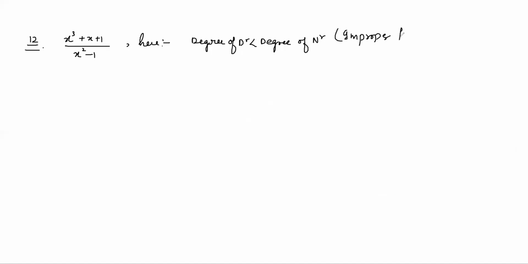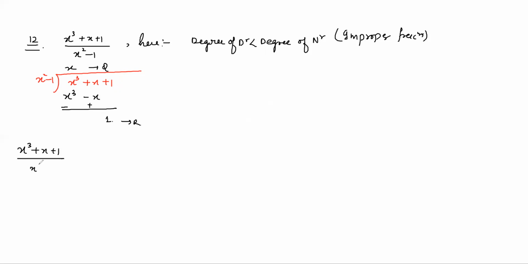And I have told you that for an improper fraction, I first need to change it into a proper fraction by using long division. So I'm writing x square minus 1 and x cube plus x plus 1. I'm using the long division. Multiplying by x, it will be x cube minus x. So this is minus and plus, and 1 is left. Now this is your quotient, this is your remainder. Now (x cube plus x plus 1) upon (x square minus 1) can be rewritten as.